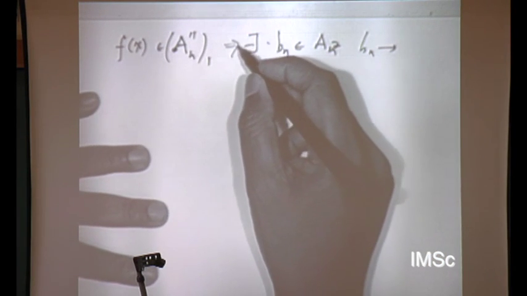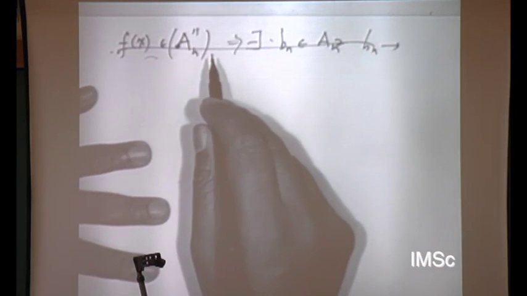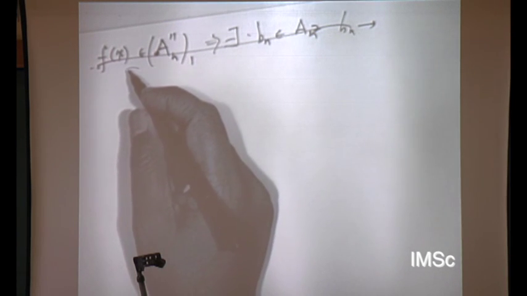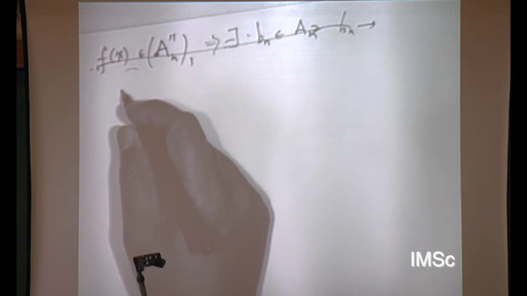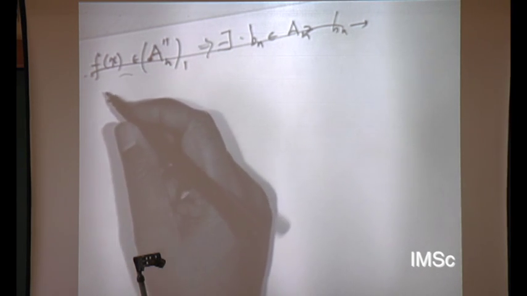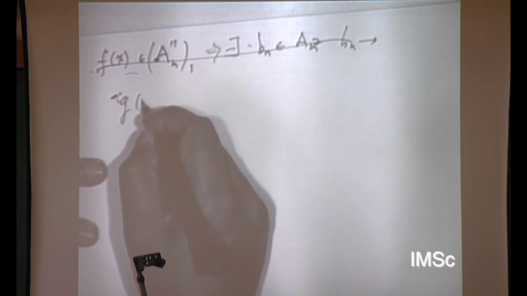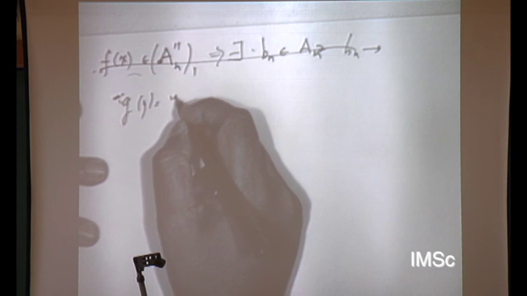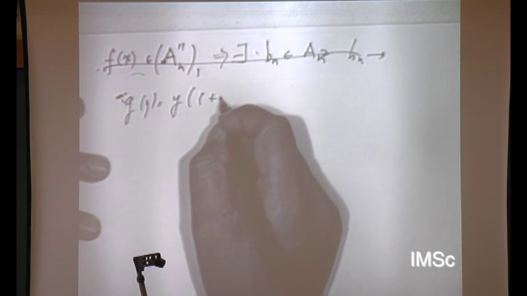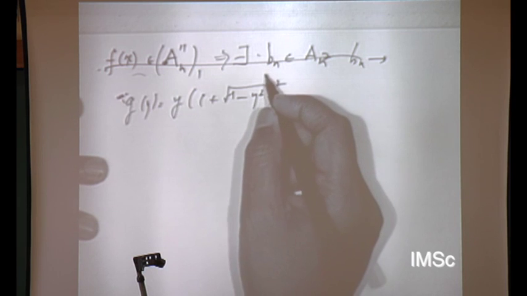Sorry, I should have written there, looked at the inverse map. Sorry, I'm making a mess of this. So what is the inverse of this mapping here? Okay, the inverse map is given by g(y) equals y into one plus root one minus y squared, inverse.